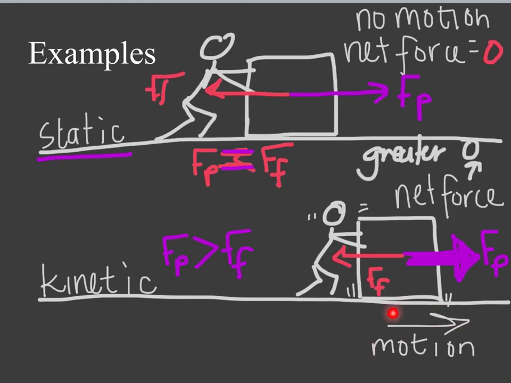And once we are in motion, because it's easier to push things that are already being moved, the force of friction is actually slightly different than it is when it's static. And that's why we talk about static and kinetic friction, because they'll actually be different values depending on those two things.